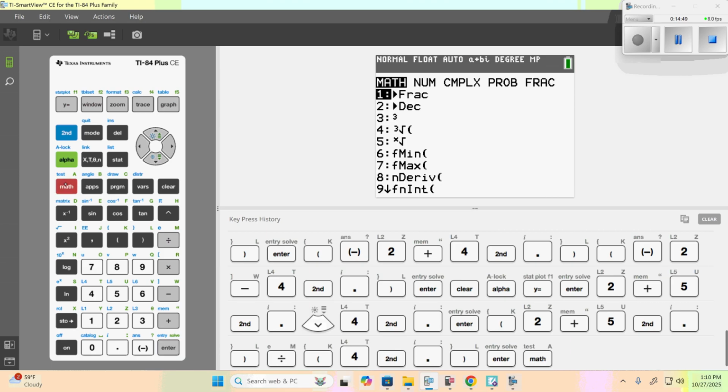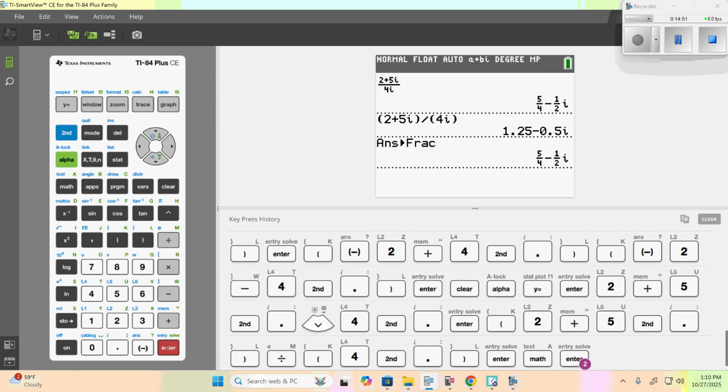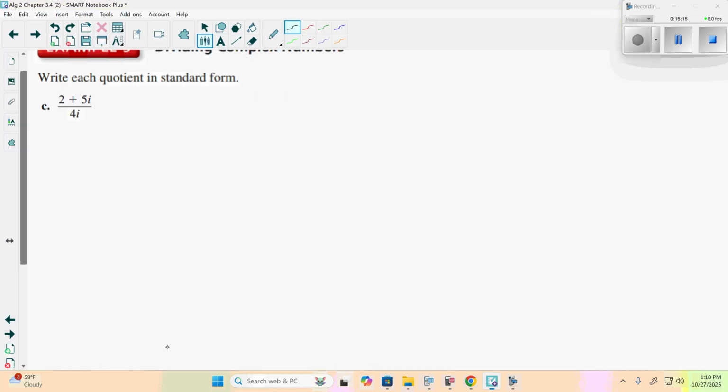Hit math, enter, enter. Because when we hit math, the first thing is fraction. So if we say enter, yes, I want to convert this to a fraction, then one more time to make it convert it to a fraction. So what it tells us is that 2 plus 5i over 4i is 5/4 minus 1/2 i.